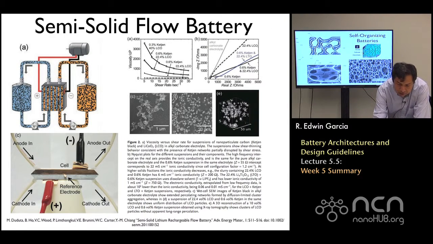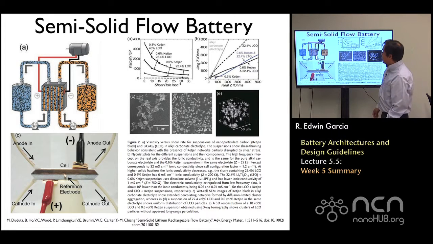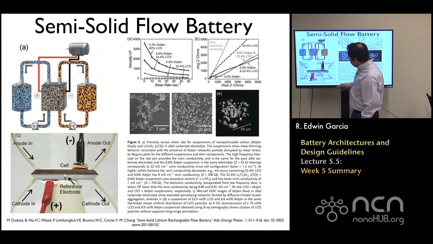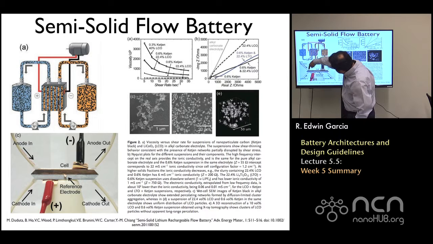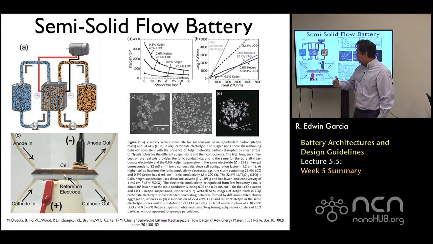Okay, then we have the flow batteries, where basically what you do is you bring anode material to one layer where you would exchange lithium ions, and you have the cathode flow, the cathode slurry coming through another part, and in between you basically exchange ions while getting the charge out.